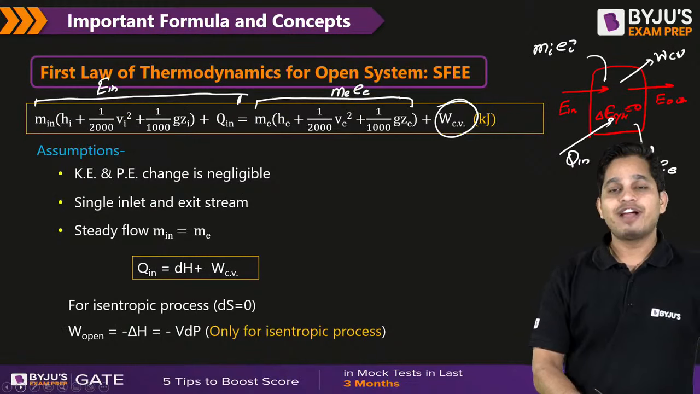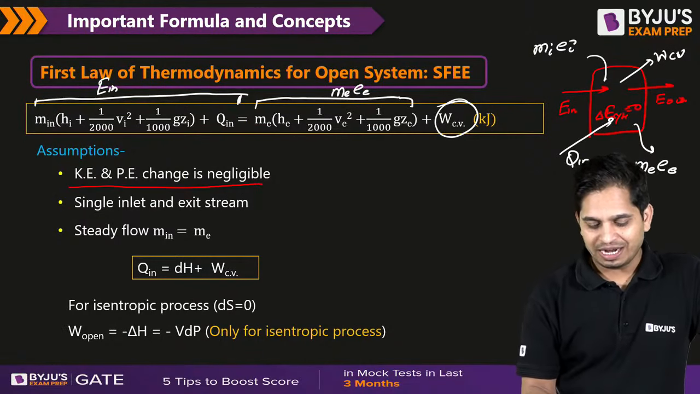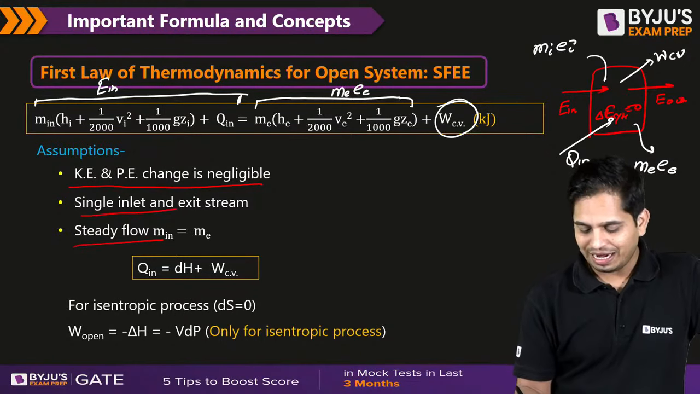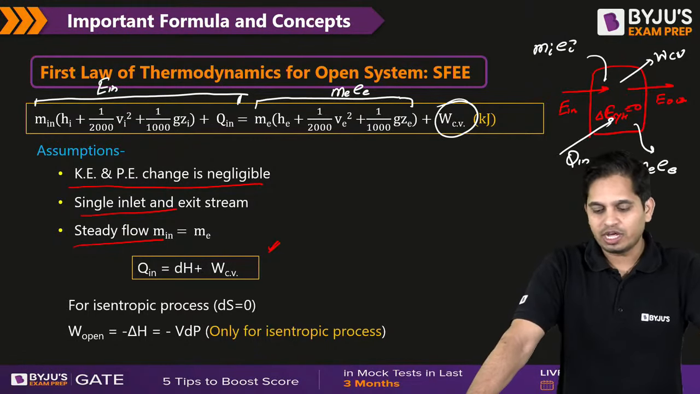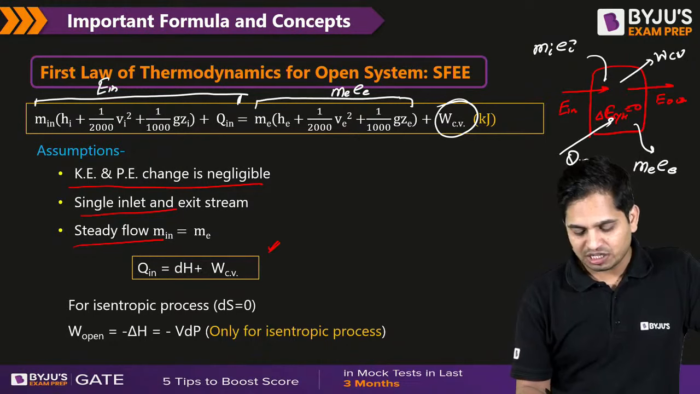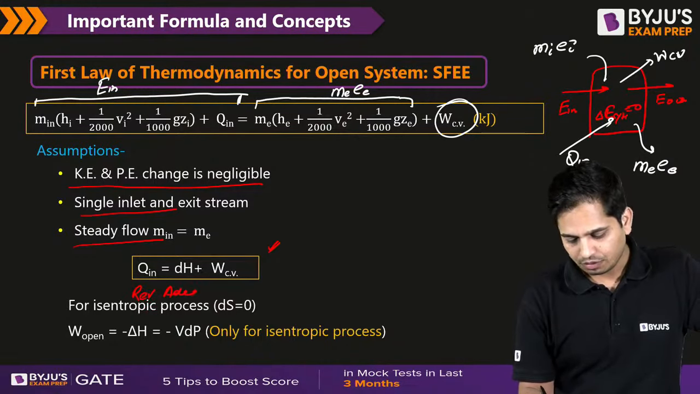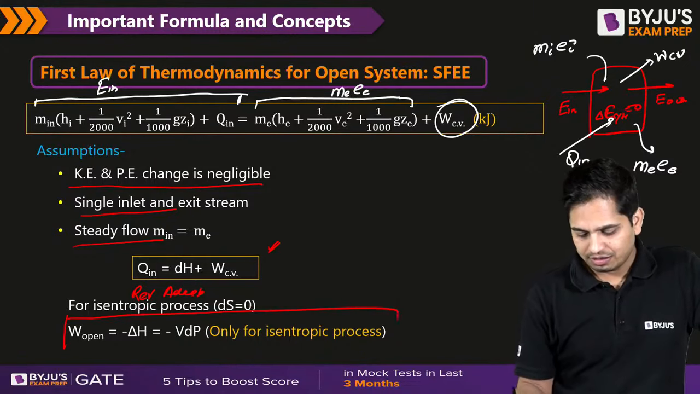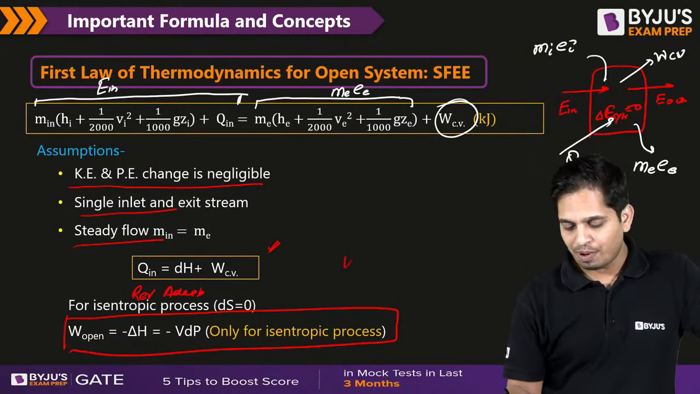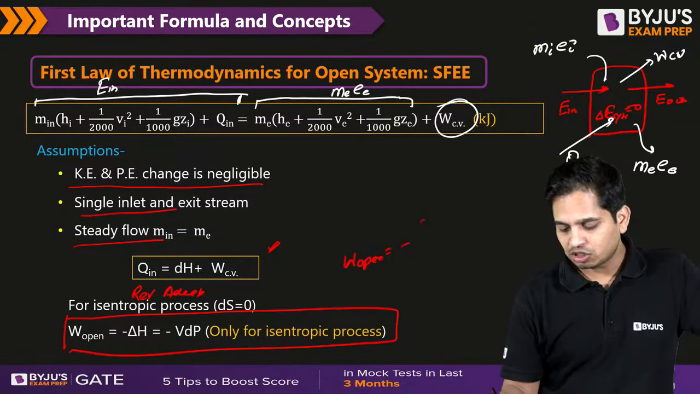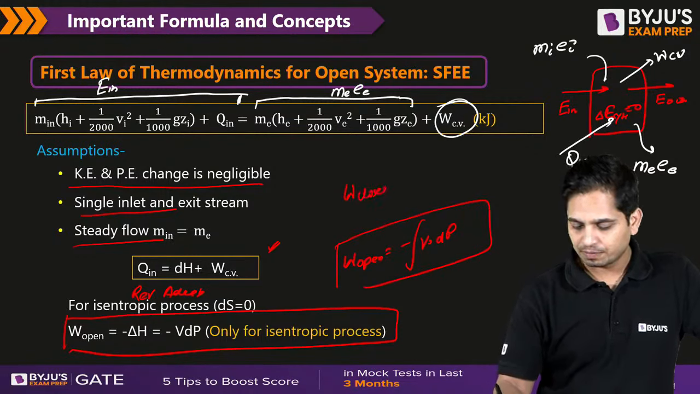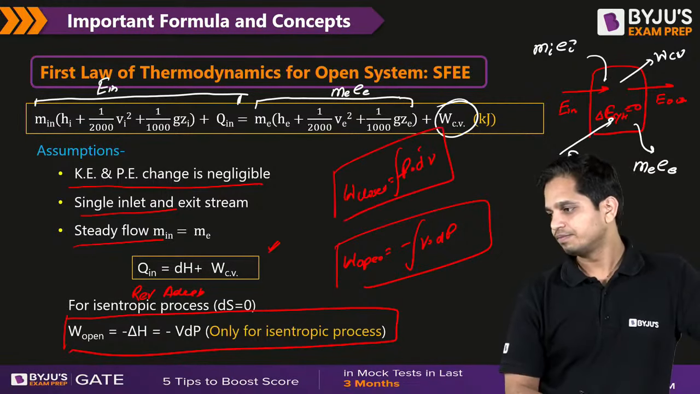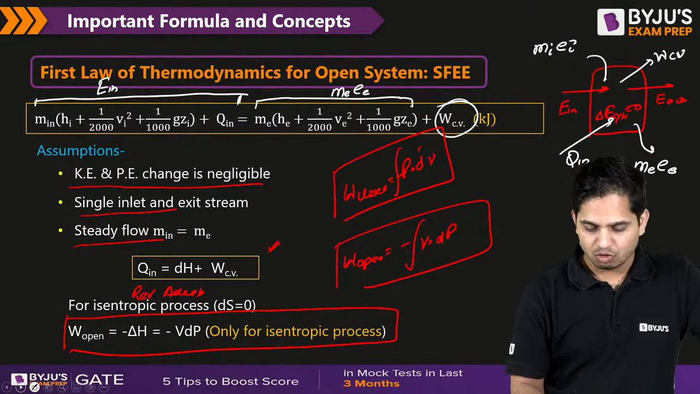Now if I neglect kinetic and potential energy, with a single inlet and outlet and steady flow, then I'll get this. So this is your first law of thermodynamics for an open system. And for an isentropic process, which is reversible adiabatic, I can also say that this is the open system work. What is closed system work? PdV is your closed system work.